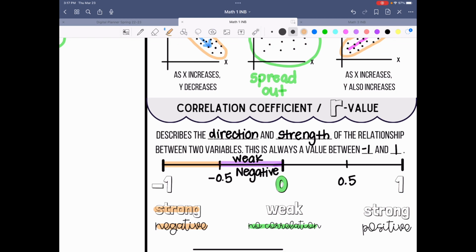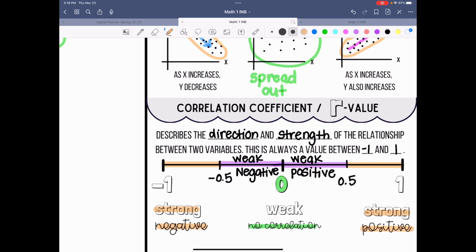Now, the same thing can happen on the other side. On this side, it's still going to be weak because it's still falling between 0 and 0.5, but this time it's going to be weak and positive. It's a weak number and it's positive. And then as we go past 0.5 to +1, that's when it's going to be strong and positive.